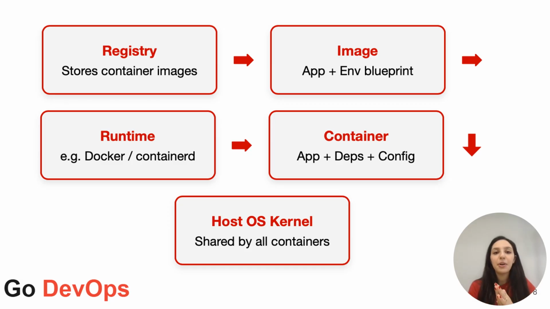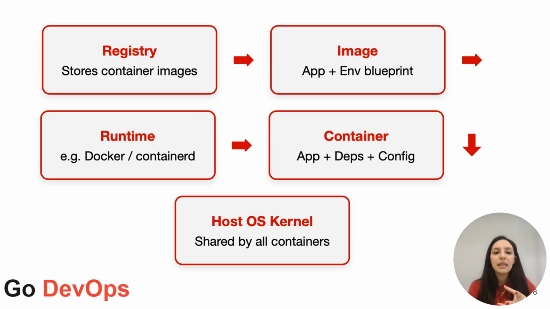And here's the key part. Containers don't run in their own virtual machine. They share the host system kernel, but in an isolated environment. So that's how they are lightweight and fast. And that isolation is achieved using Linux features called namespaces and cgroups, and they ensure that each container thinks it's running on its own system, even though it shares the OS with others.